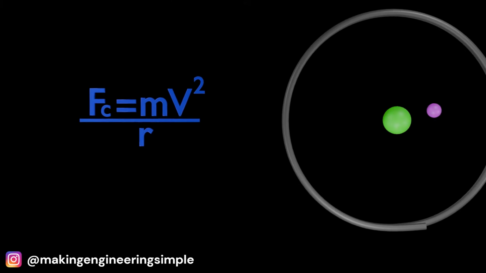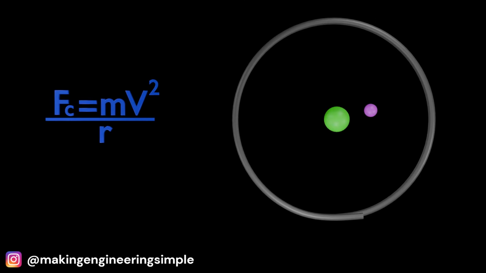To understand why this happens, let's have a look at the math. This is the formula for centrifugal force. Fc is the centrifugal force. M is the mass of your particle. V is the rotational velocity. R is the radius of the cyclone. Notice that radius is at the bottom of the fraction. This means it has an inverse relationship with force. If you increase the radius, making the cyclone wider, the centrifugal force drops.